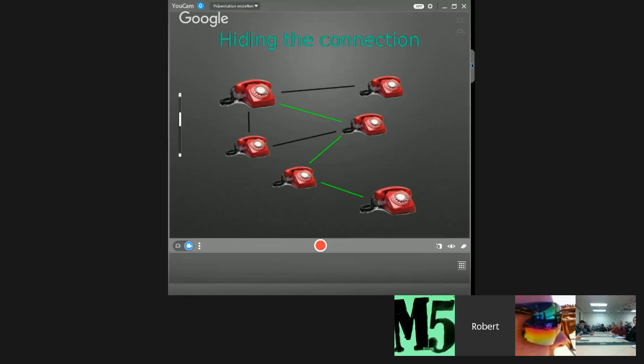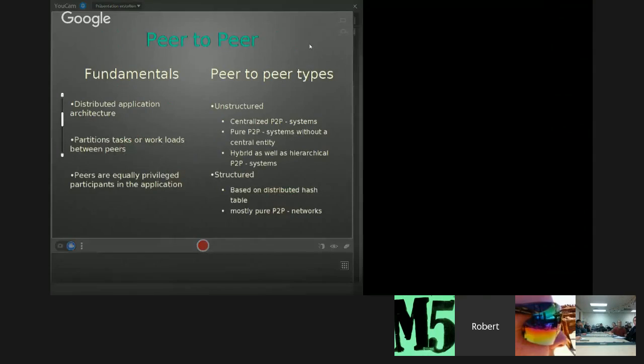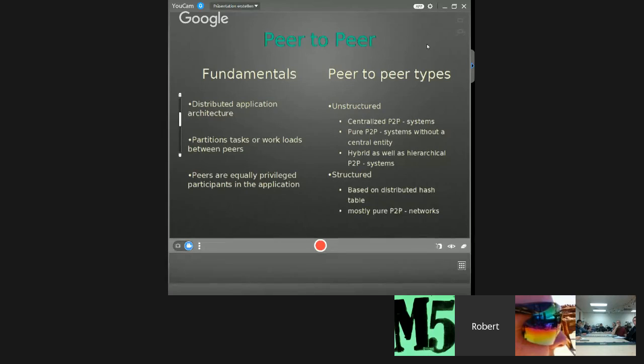To hide the connection, it's necessary that it's not just a few peers in the network. The network needs to be as big as possible. Now it's not obviously visible which communication participant is communicating with another. To achieve this, Voptop builds a peer-to-peer network.